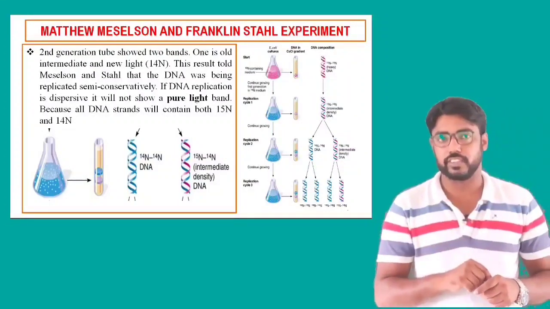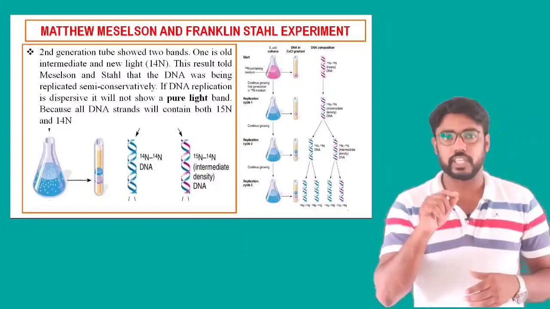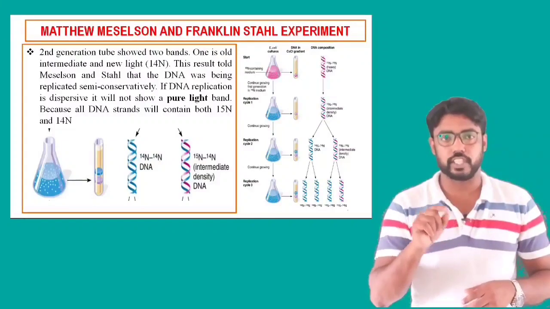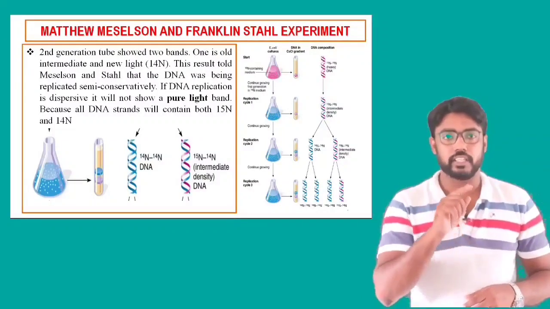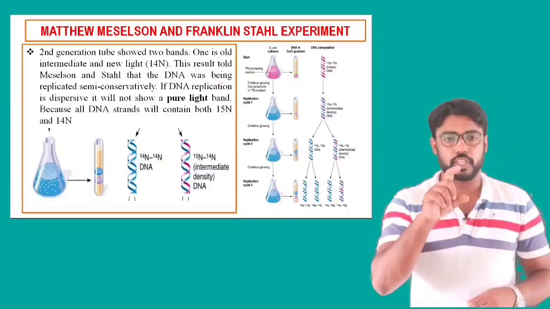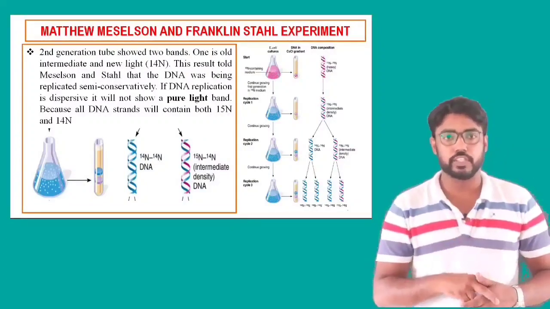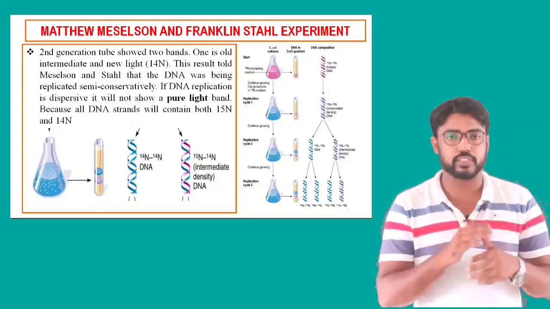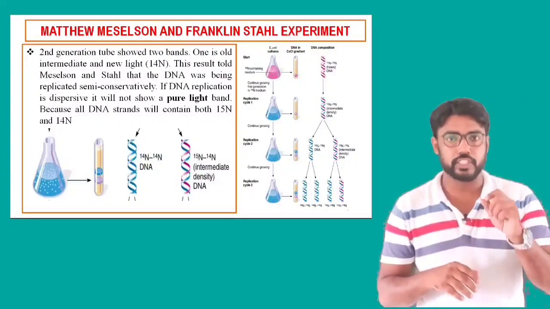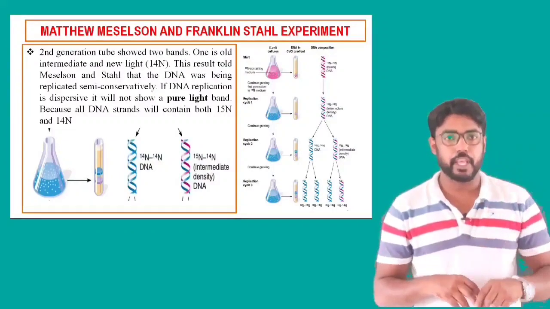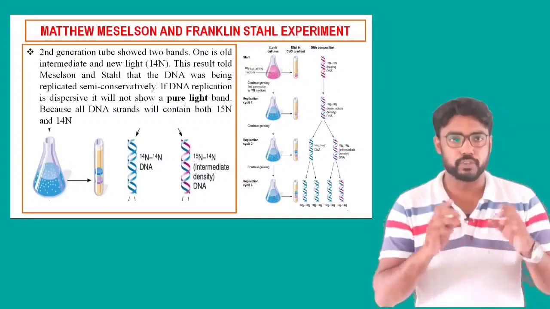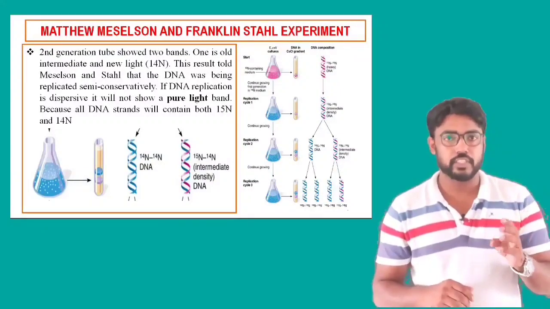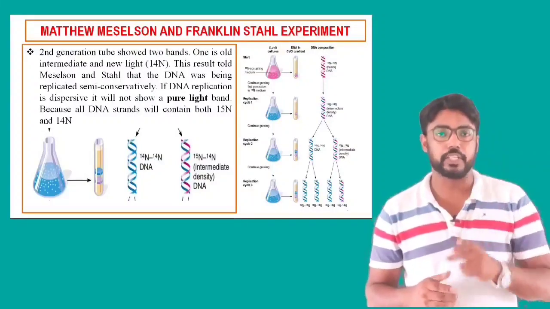In this figure you can see that this double-strand DNA has an N14 strand and an N15 strand. That's why it forms an intermediate band, and the other band, shown as a light band, is formed with N14, the two strands composed of N14. If it were dispersive, both strands would contain both N15 and N14. That's why it would not give a pure light band.